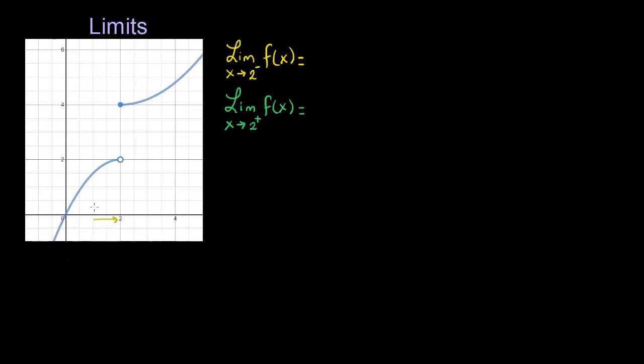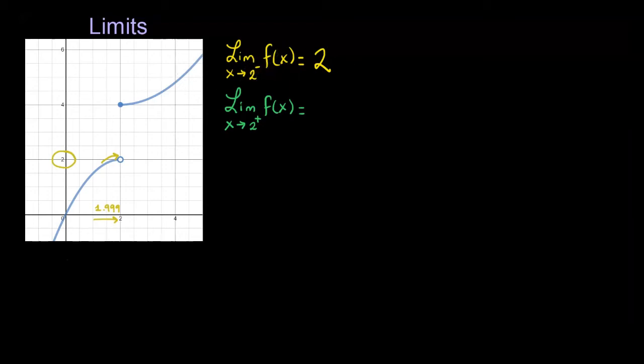I would input to this function a value such as 1.999, and this would get me really close to this value here, which, as you can see from the scale, is the number 2. So that would be my limit. As I get closer and closer to this value from the left, the limit of f of x when x approaches 2 from the left is 2.